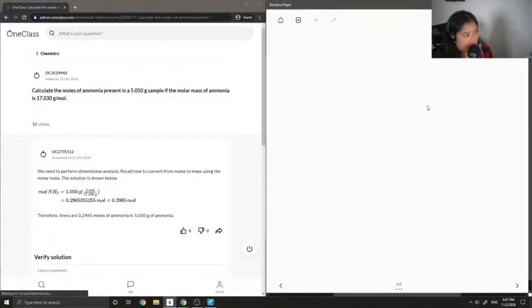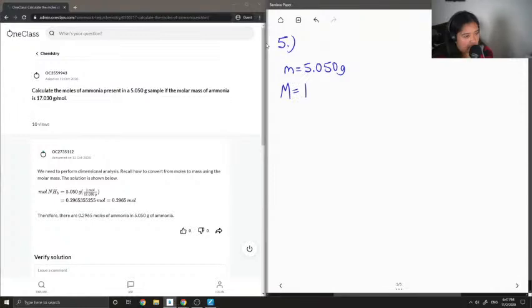Now let's move on to question number 5. It's another stoichiometry-based question. Calculate the moles of ammonia present in a 5.05 gram sample if the molar mass of ammonia is 17.03 grams per mole. So again, mass is equal to 5.05 grams. They already gave us molar mass, which is 17.030 grams per mole. And we're looking for number of moles.